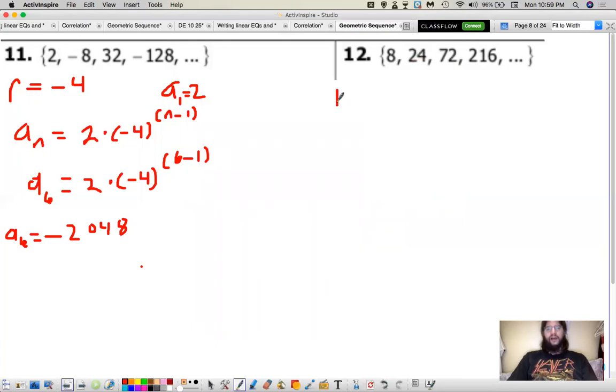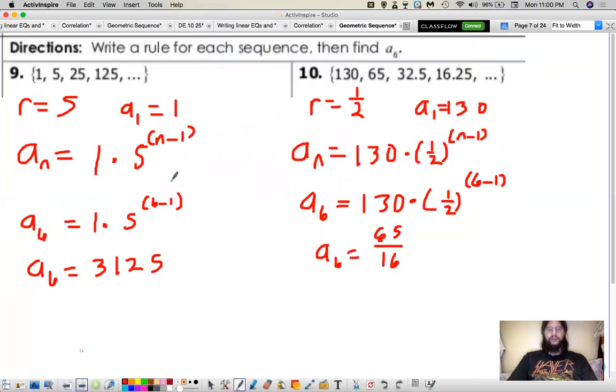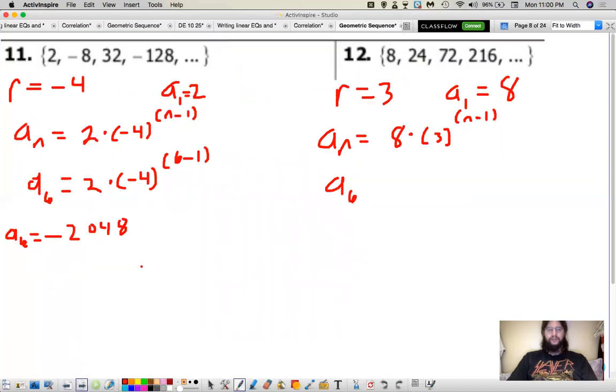3 looks like my common ratio here. A1 is 8. So A sub n is equal to 8 times 3 to the n minus 1. A6, which I'm still using A6 because the problem told me to right here in the directions. Find A6. That's the only reason I'm using 6. It also tells me to find this rule, so I have to do this step and this step. Yes, they're both necessary.